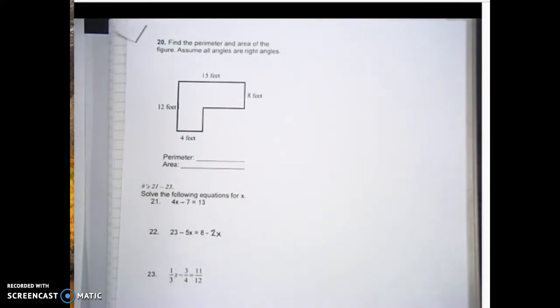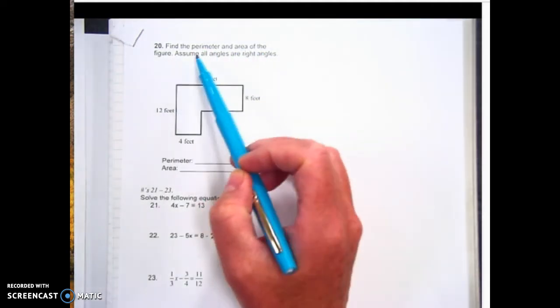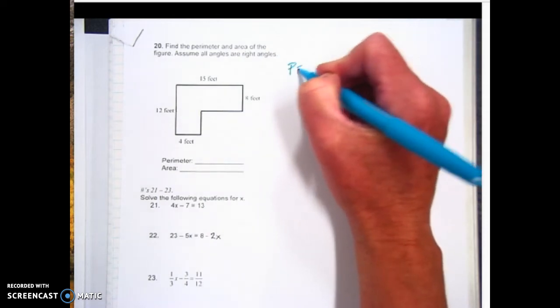This is the third page of the geometry practice test for chapter 1. Number 20 says find the perimeter and area of the figure. Assume all figures are right angles. For perimeter, you just need to add all the sides.